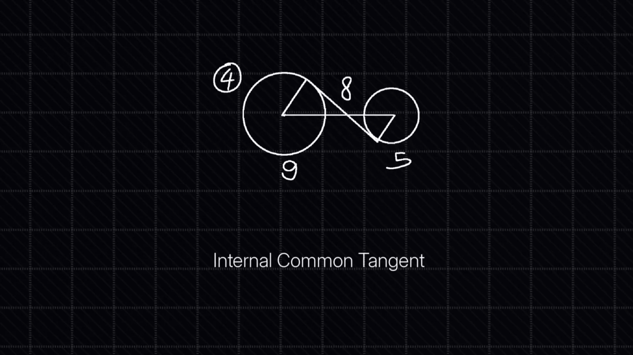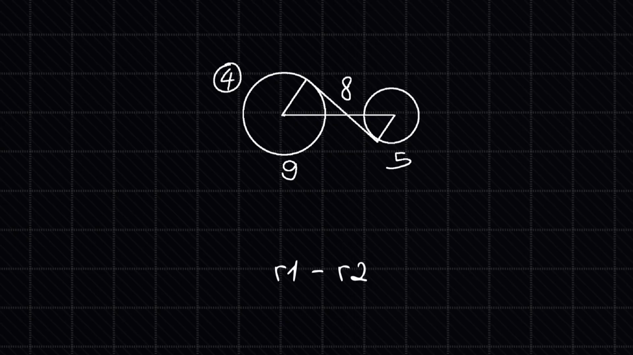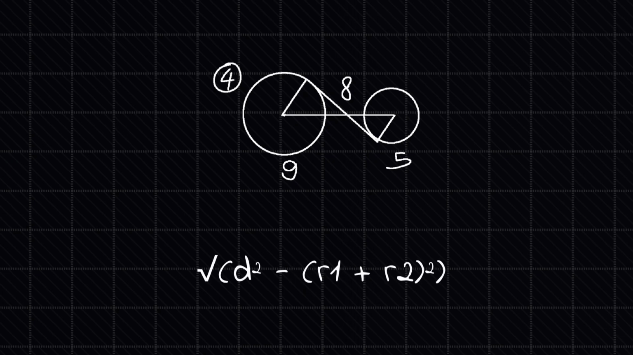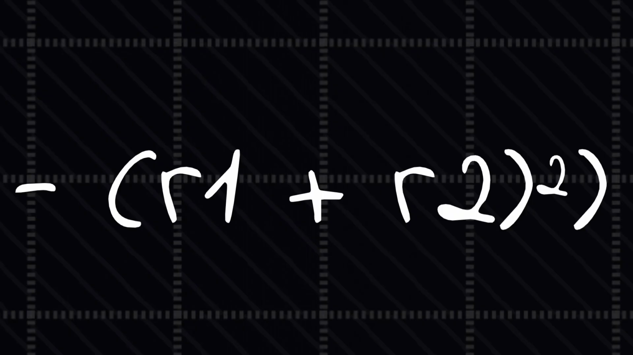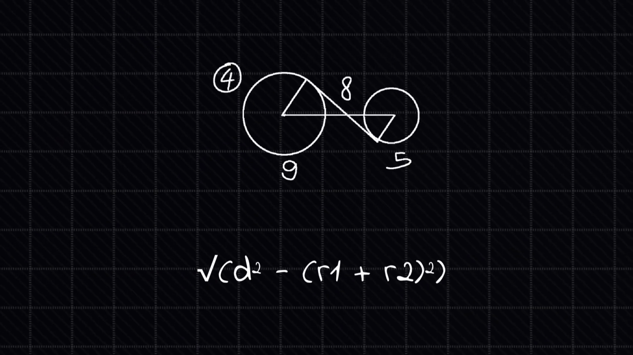Okay, now we're moving on to number 4, where we're trying to calculate the internal common tangent this time. What's the difference between external and internal? Well, with the external, we had to subtract both circles. But with this one, we are actually adding both circles together. So, the formula is as follows. The square root of d to the power of 2 minus (r1 plus r2) to the power of 2. Yeah, so we're adding both circles together.